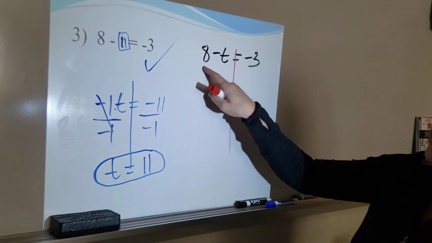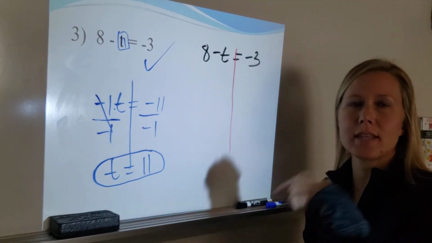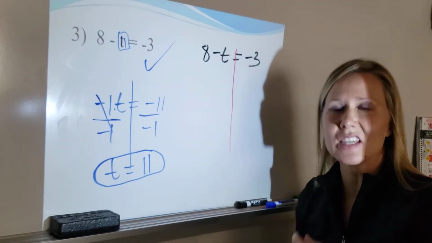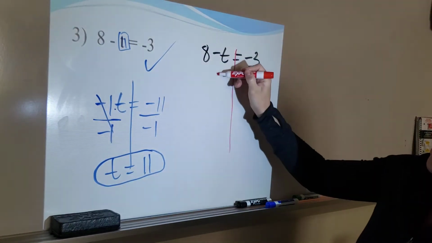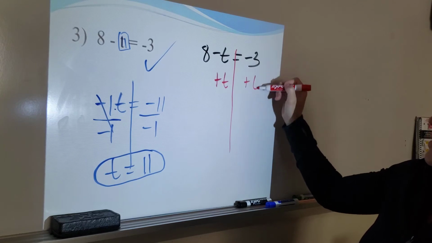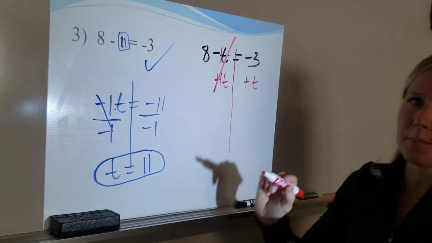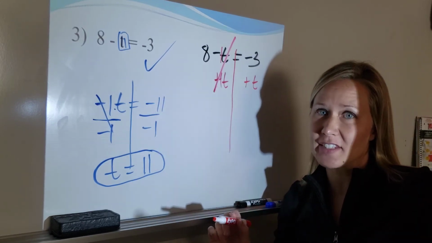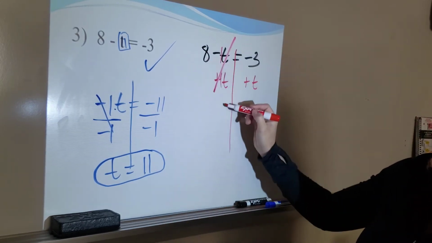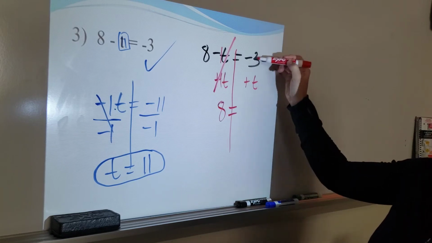My first step over here was to undo the 8, but instead on this side I'm actually going to undo the t. This says take away t. I'm going to add the t to both sides. Negative 1t plus 1t, they cancel. They're opposites. I just did the inverse operation on the t. So I'm going to bring down the 8. Now I have negative 3 plus t.